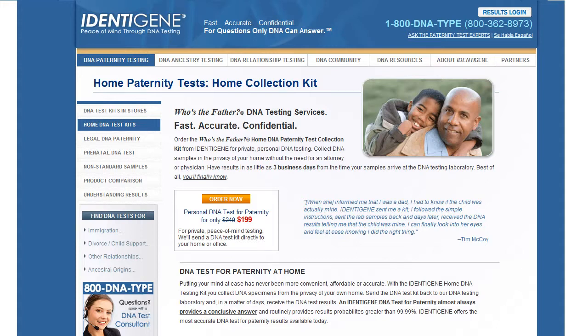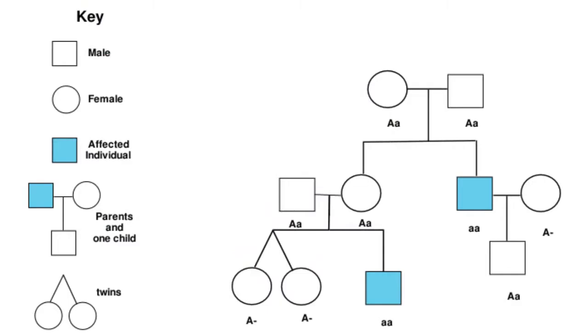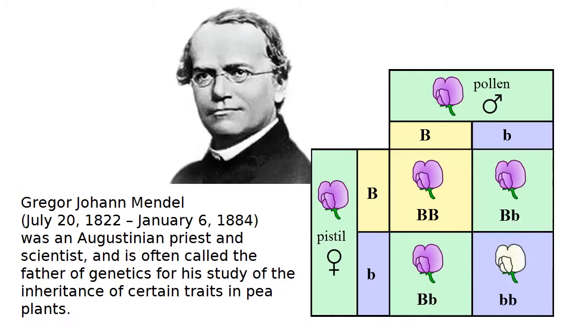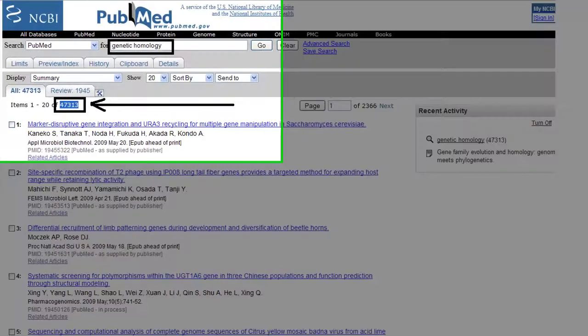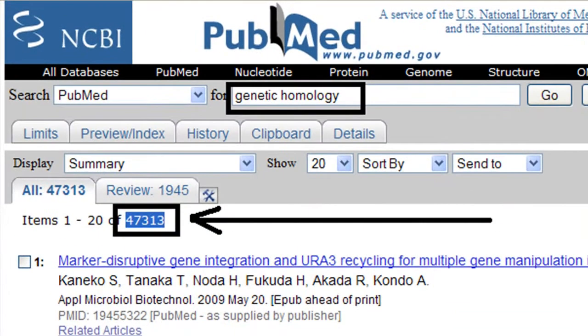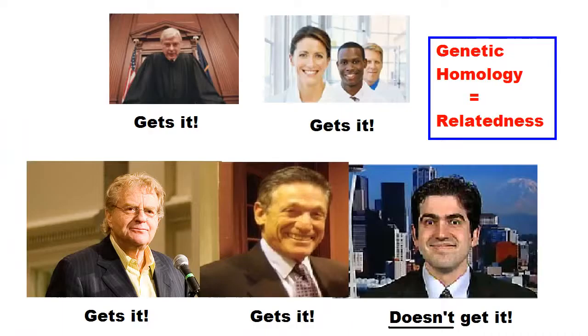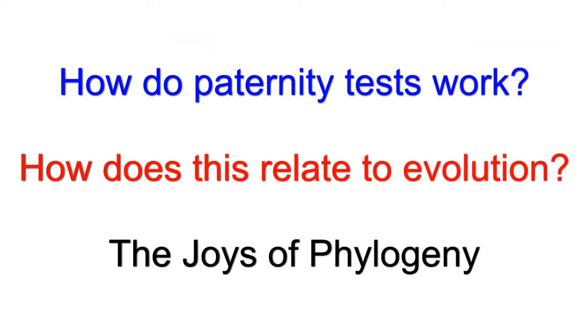These markers are differences in the DNA sequence between any two individuals who are only distantly related. Because DNA is the basis of heredity, the number of shared markers is a good measure of relatedness. This is accepted by the scientific community, as well as by courts of law and such profound authorities as Maury Povich and Jerry Springer. I want to talk about how these paternity tests work, how this relates to evolution, and I want to share with you the joys of phylogeny.